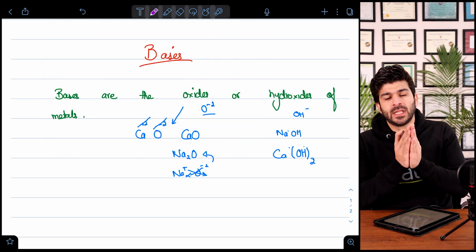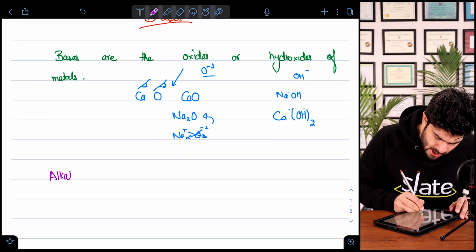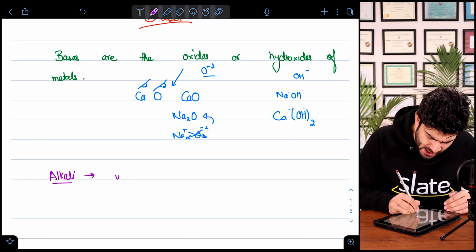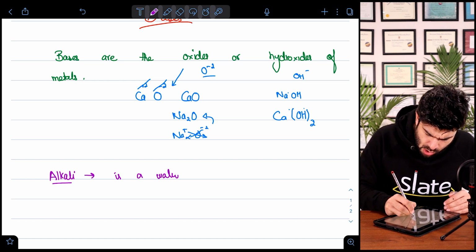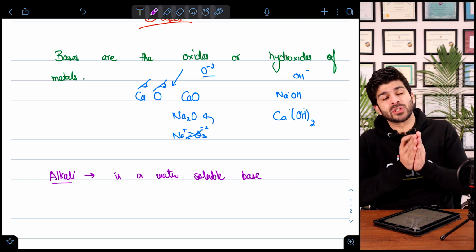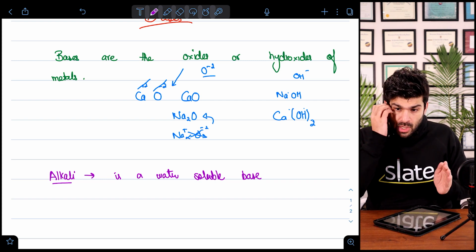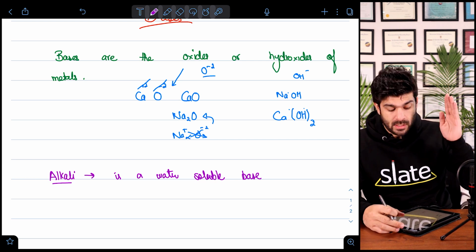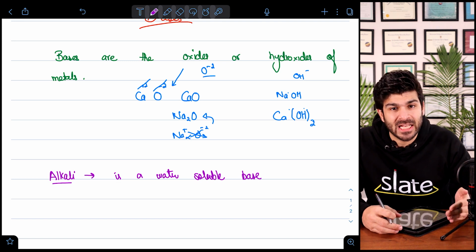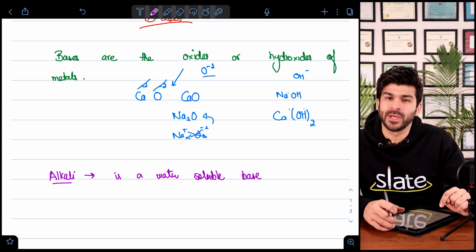Now, there is a very important concept at play here: alkali. An alkali is a type of base, but what type of base? An alkali is a water-soluble base. Any base which is soluble in water, we have discussed the solubility rules in the other video. So remember, any base which is soluble in water is an alkali. For that, you need to memorize the solubility rules, which will be in part 3 of this video.